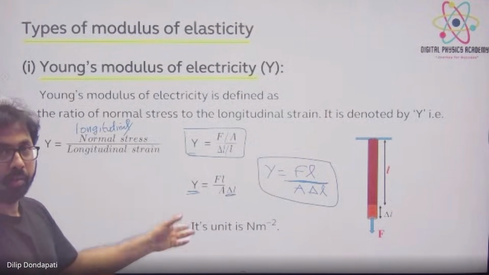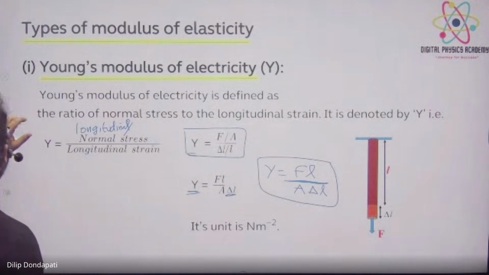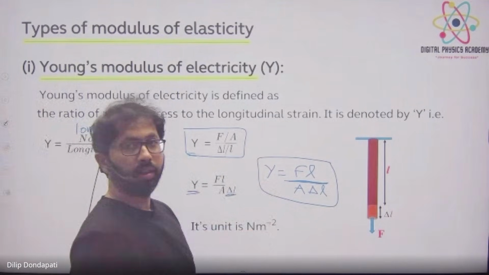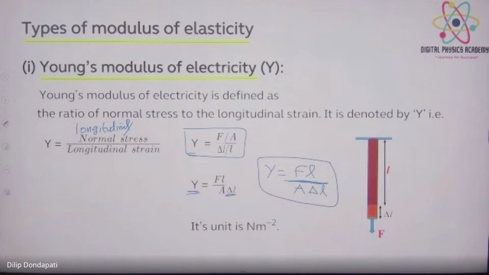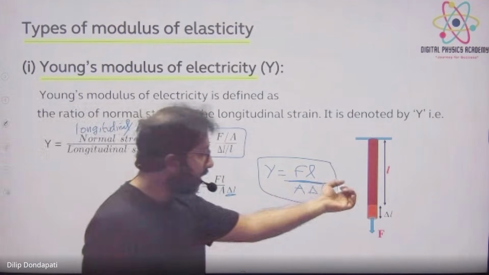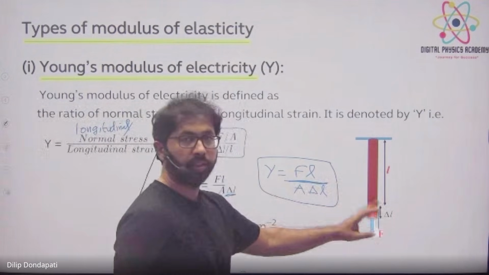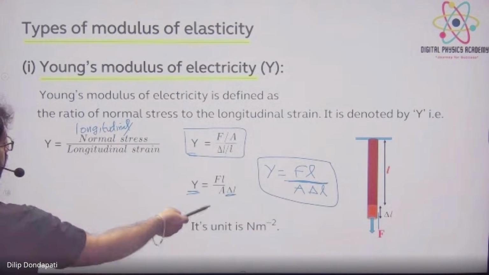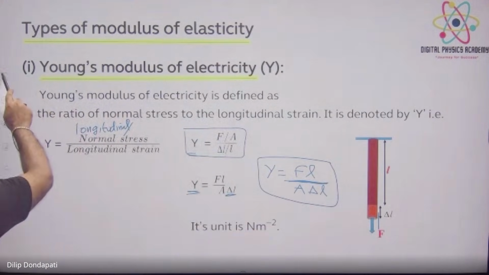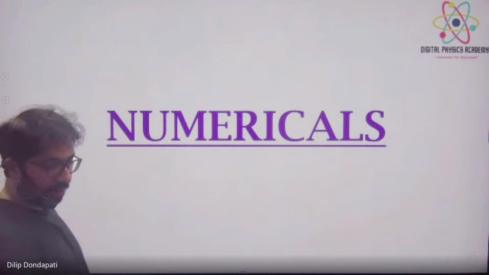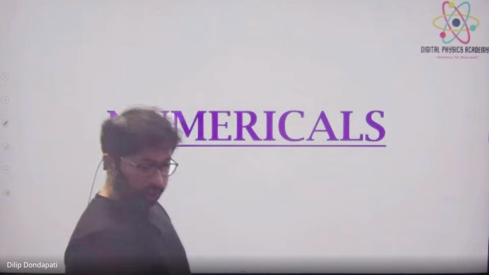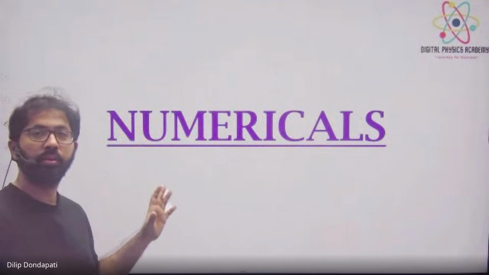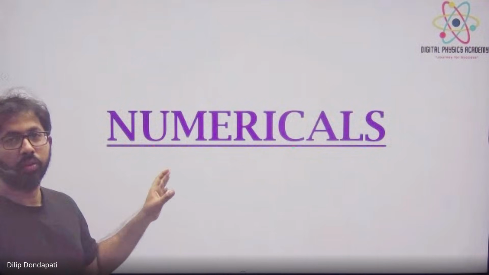This also came in JEE Mains. So the formula again is F L by A delta L. If the wire is elongated, delta L is nothing but the net elongation. And the units are Newton per meter square only, because strain has no units. We will do numericals based on this. In JEE Mains, more questions will come from Young's modulus, so we will do a few more questions on it.